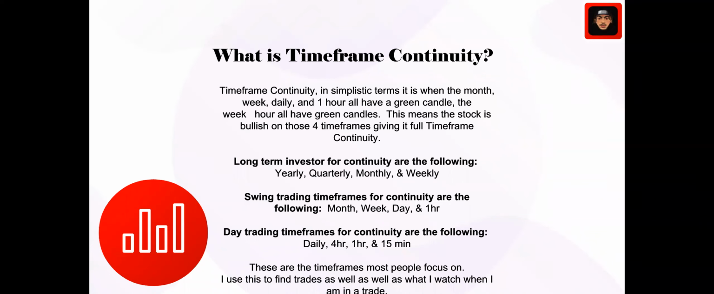A lot of times Rob Smith, the creator of TheStrat, will say if you're new, stick to the 30 and 60. That's why they have this saying, 30 and 30. It's because Rob always says stick to the 30s and 60s if you're new, starting out. These are the time frames most people should focus on. I use this to find trades as well as what I watch when I am in a trade.